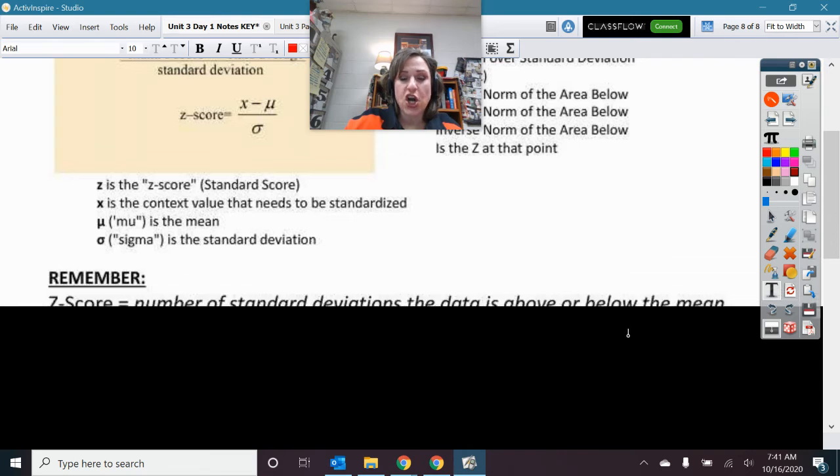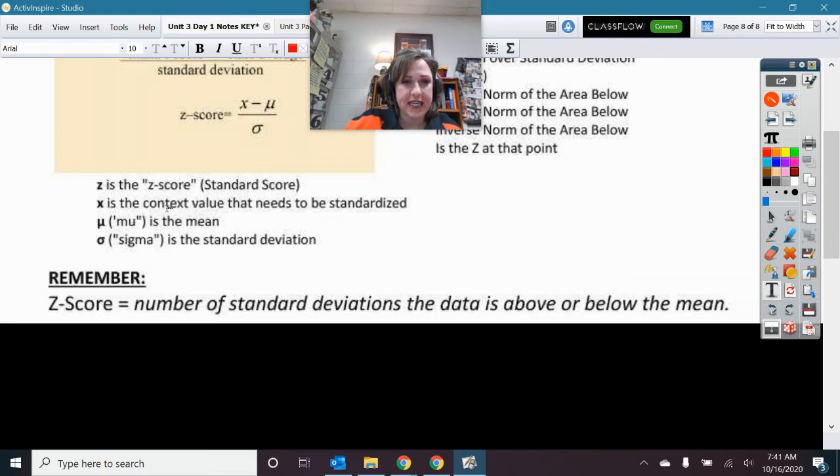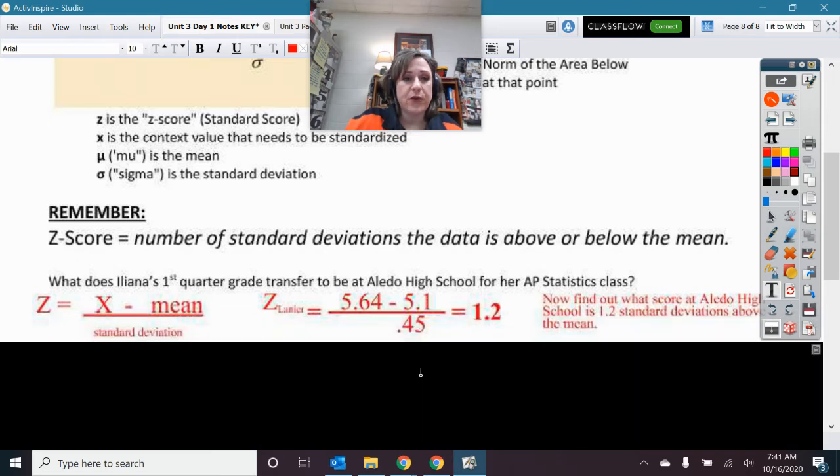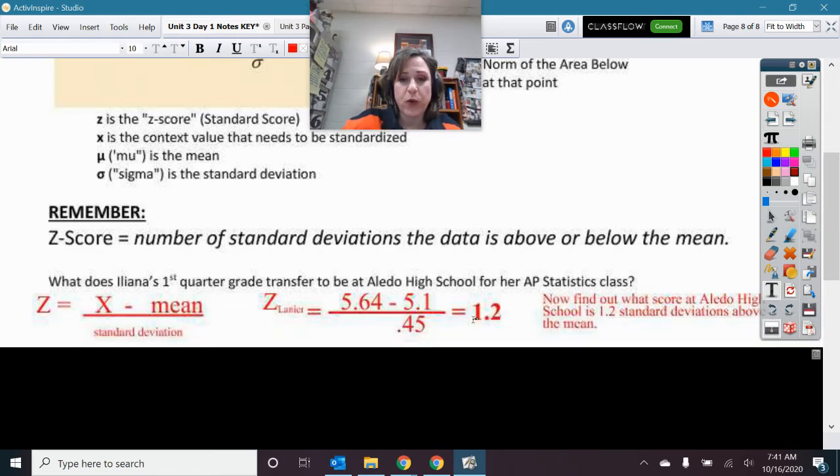So X is her data. X is the context value that needs to be standardized. So her context value was 5.64. And so X minus the mean of 5.1 over the standard deviation of 0.45. X minus the mean over the standard deviation. So that's 1.2. So she, in relationship to her peers, is scoring 1.2 standard deviations above the mean.